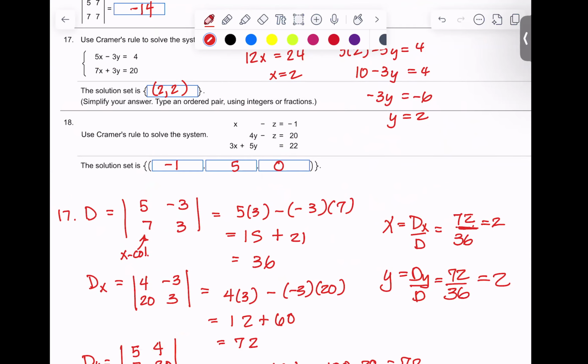And let's do a quick check. So I have negative 1 minus 0 is negative 1, so it works there. I have 20 minus 0 is 20, works on the second one. I have negative 3 plus 25. Negative 3 plus 25 is 22. So it works in the last equation. So it looks like I have all my systems of equations solved correctly.